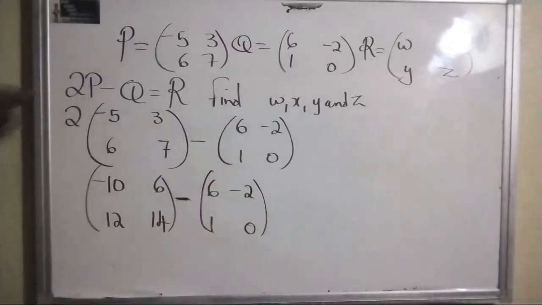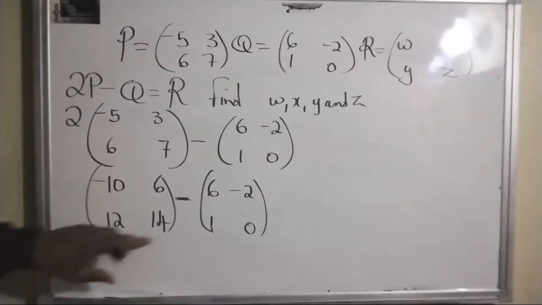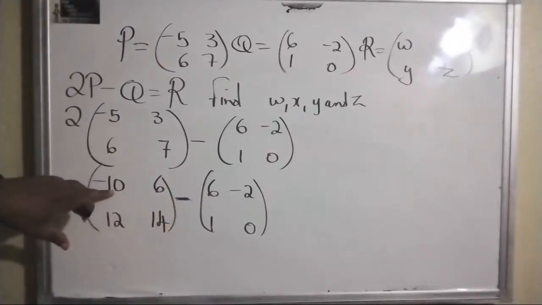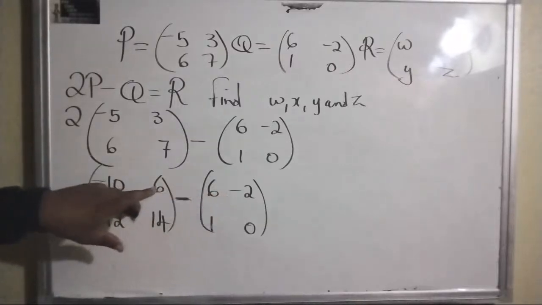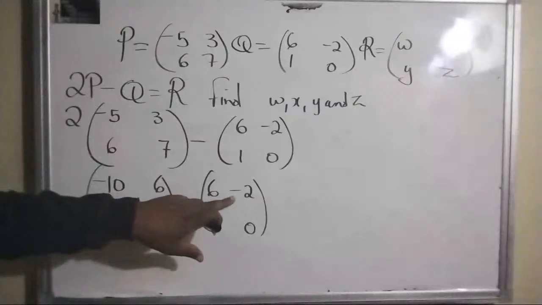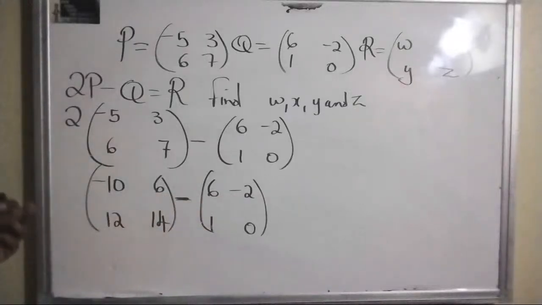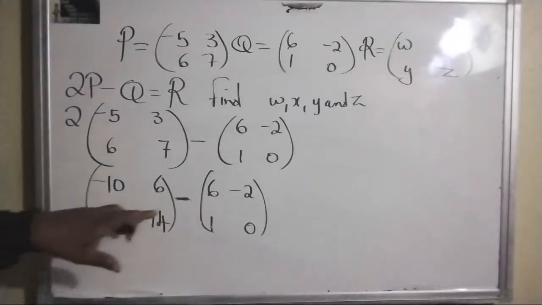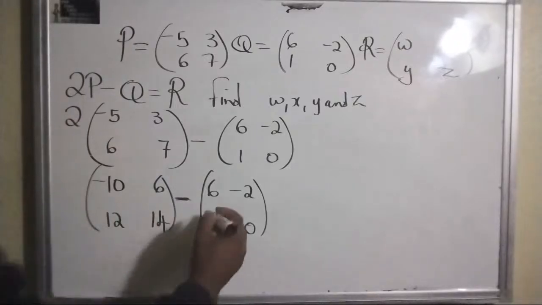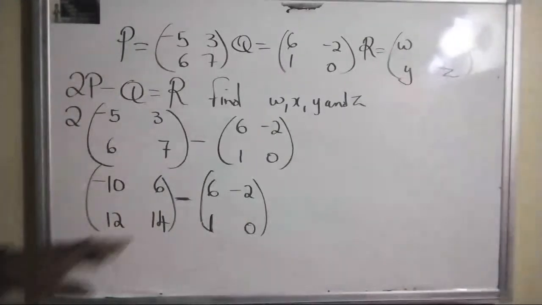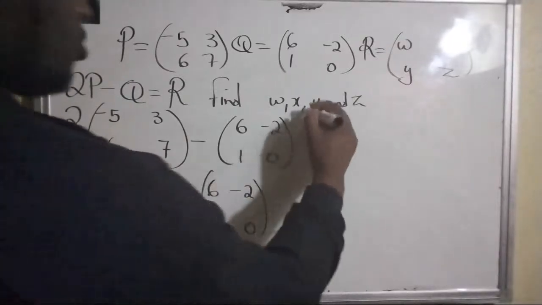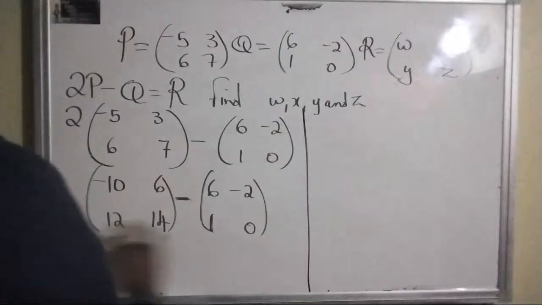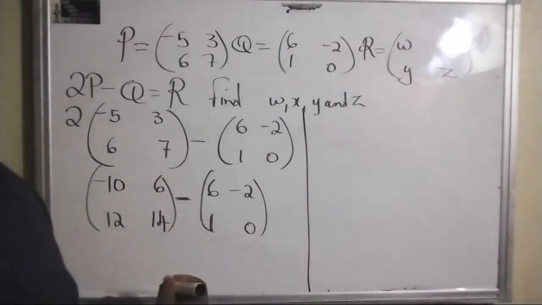Alright. So now we're going to subtract. So again, each element must match. So negative 10 minus 6. 6 minus negative 2. 12 minus 1. So it's matching, right? And 14 minus 0. So let us proceed. I'm going to show all the steps. We're going to drop no step.